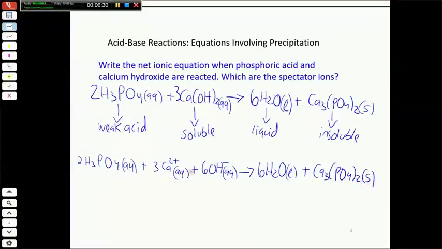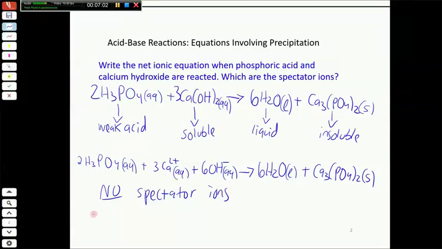So the only thing that gets separated into ions is calcium hydroxide, which is a soluble ionic compound. And we notice here that there are no spectator ions, because there are no ions that appear on both the left and the right side. We have calcium 2 plus as an ion on the reactant side, but that doesn't appear on the product side. OH minus is on the reactant side, but there's no OH minus on the product side. So this is a rare example of an ionic equation that has no spectator ions. Every ion is involved in the net reaction.